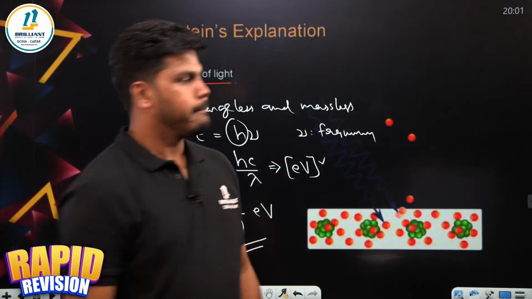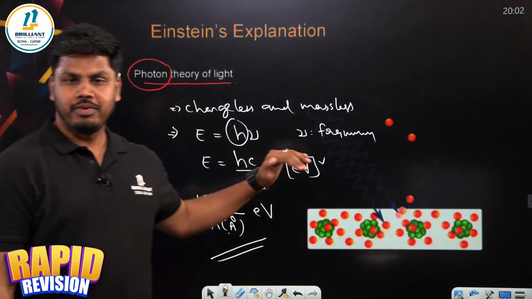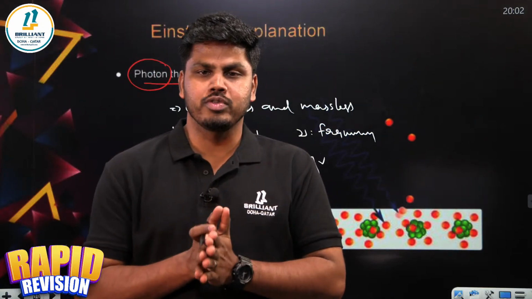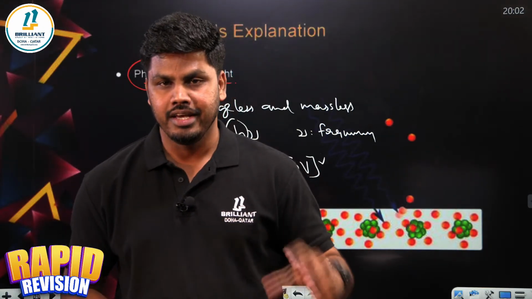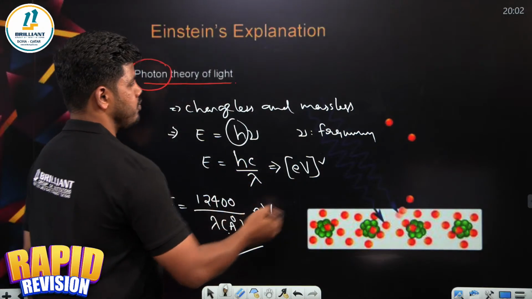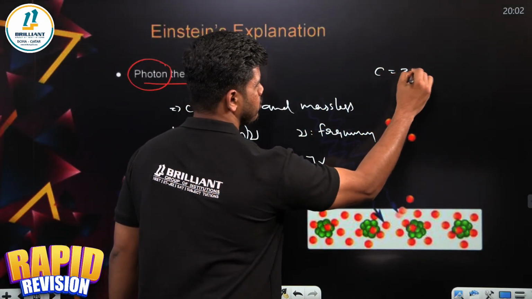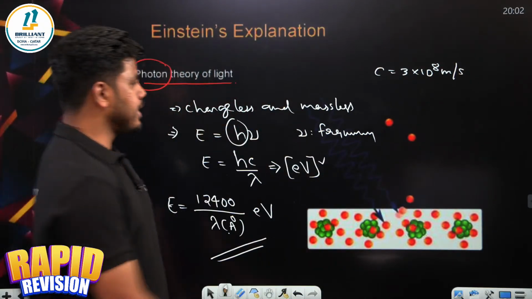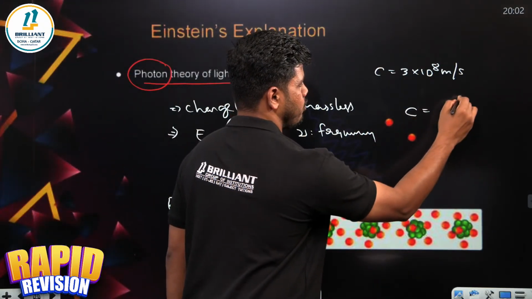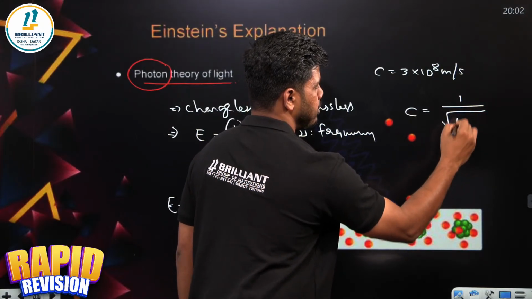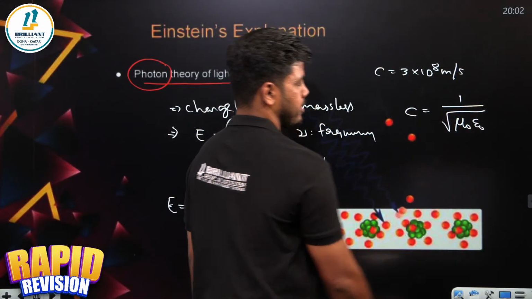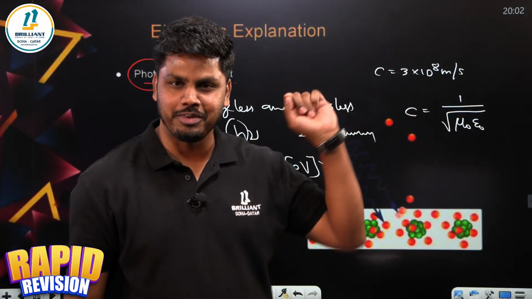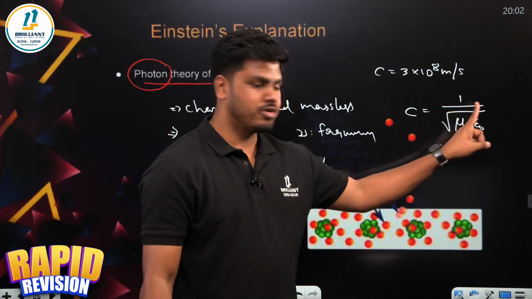Okay, we know this equation. Energy of one photon we calculated like this, and all photons have the same velocity in vacuum. What is the speed of a photon in vacuum? c is equal to 3 into 10 raised to 8 meter per second, and that c can be represented as 1 by root of mu naught epsilon naught. Speed of light in vacuum, 3 into 10 raised to 8, or speed of any photon in vacuum is 1 by root of mu naught epsilon naught.